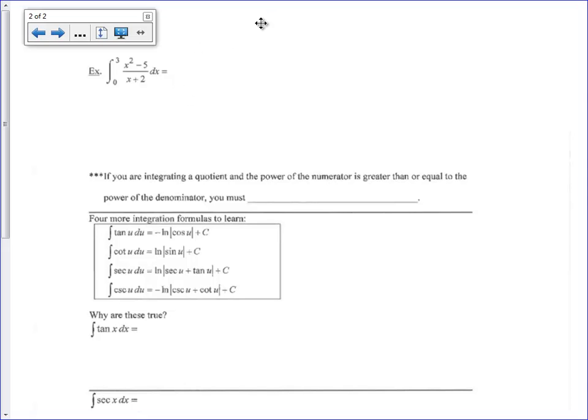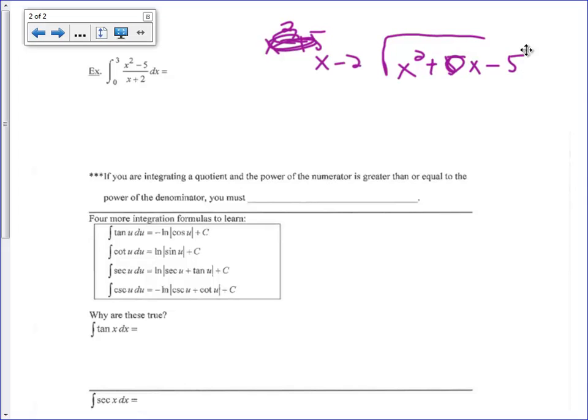So what you're going to do is you're going to have to do x squared minus 5 divided by x plus 2. You can do this with synthetic division, but well, that should be a minus 5, so we're just going to scratch that out. I'm going to use long division so you can remember this. X squared minus 5 divided by x minus 2. Now we're going to need a placeholder in here, so I'm going to call this x squared plus 0x, and then minus 5.